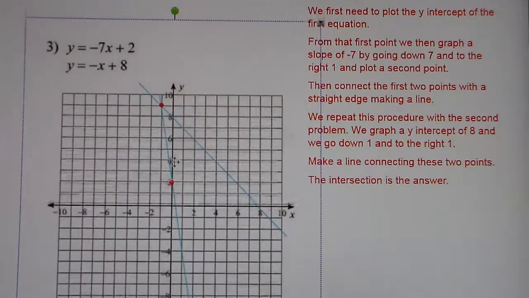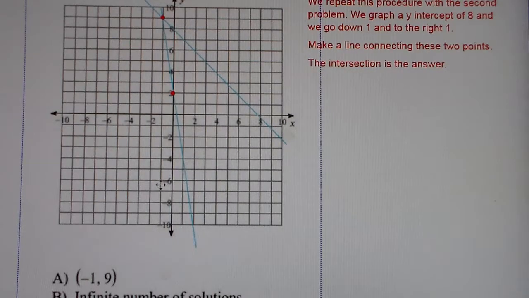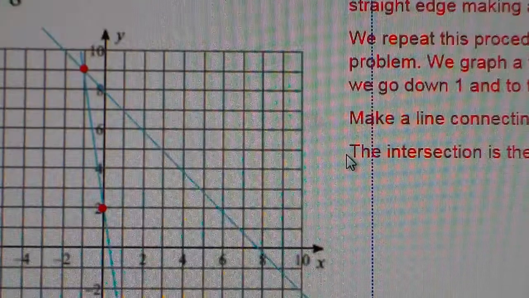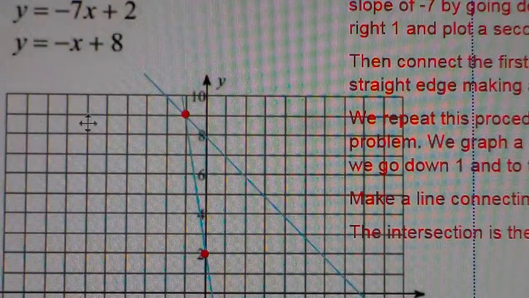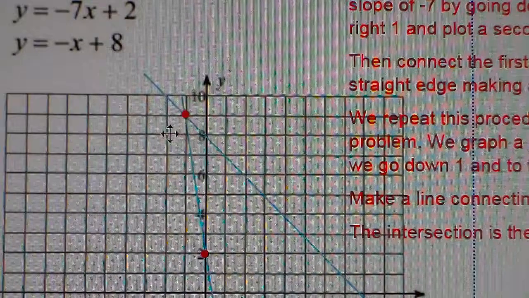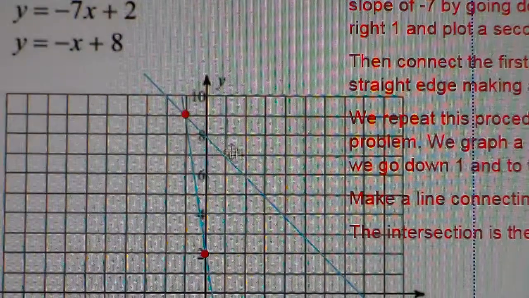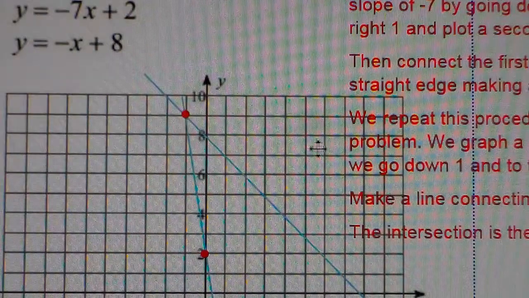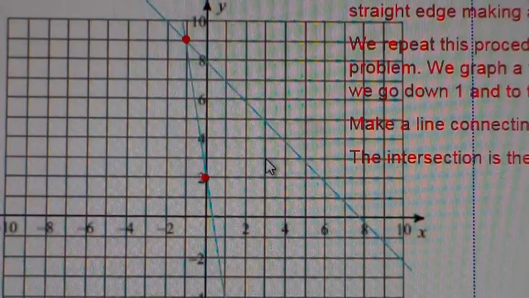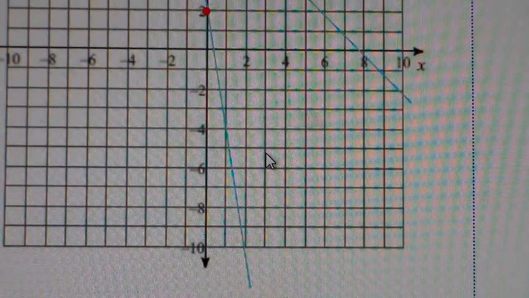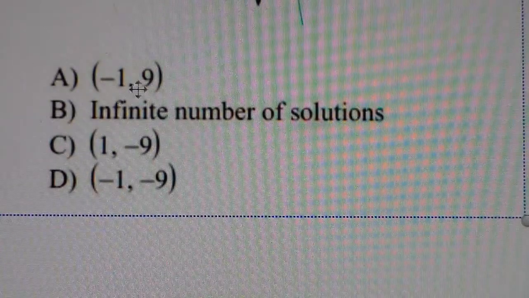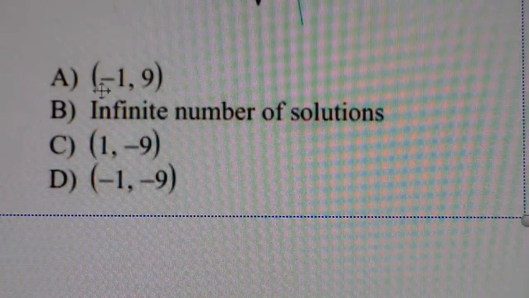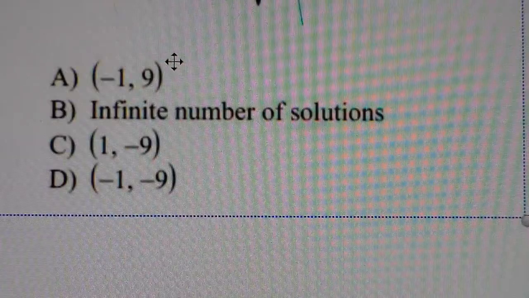So I'll scroll it down and we'll zoom in. The cross right here at negative 1, positive 9. That's where the two blue lines cross. And that's the answer here, negative 1, positive 9. So we scroll down, negative 1, positive 9, A. That's where the two lines cross.